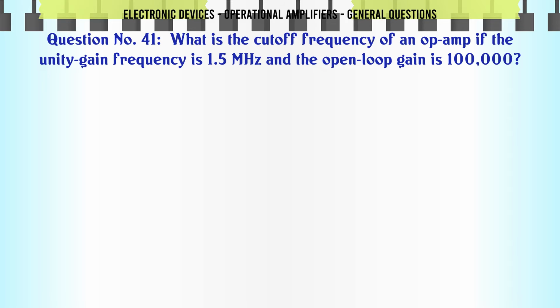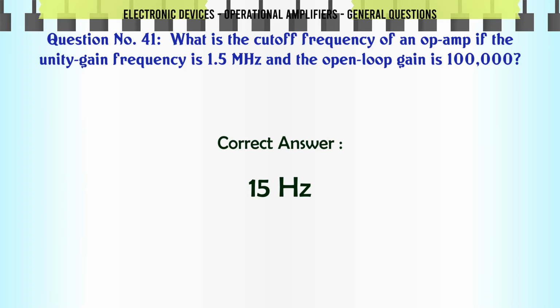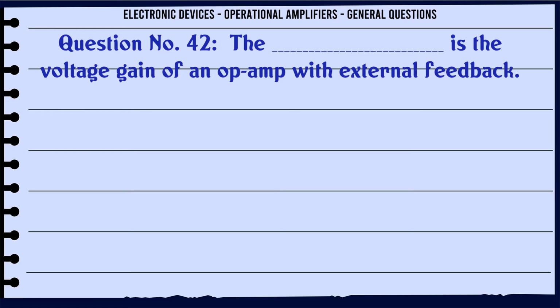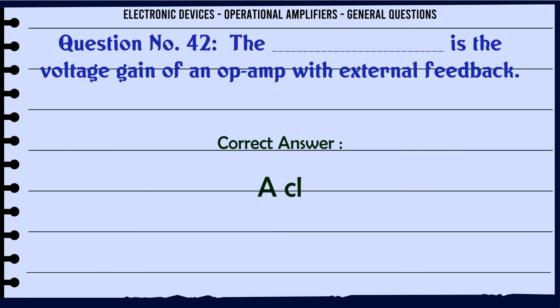What is the cutoff frequency of an op-amp if the unity gain frequency is 1.5 MHz and the open loop gain is 100,000? A. 5 Hz. B. 10 Hz. C. 15 Hz. D. 20 Hz. The correct answer is 15 Hz. ACL is the voltage gain of an op-amp with external feedback. A. AOL. B. ACL. C. AV. D. The correct answer is ACL.